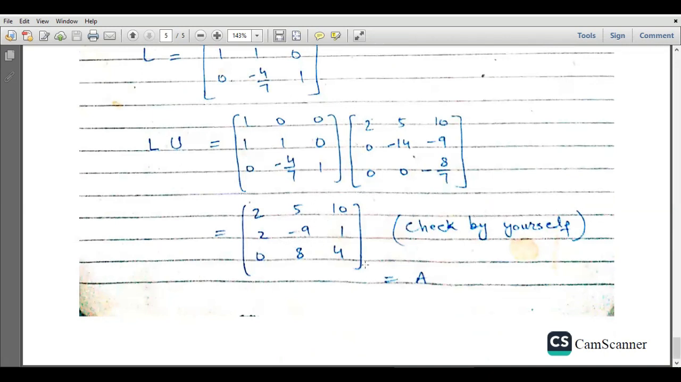So I think you have understood how to evaluate the L and U matrices and how to perform the Gaussian elimination method.